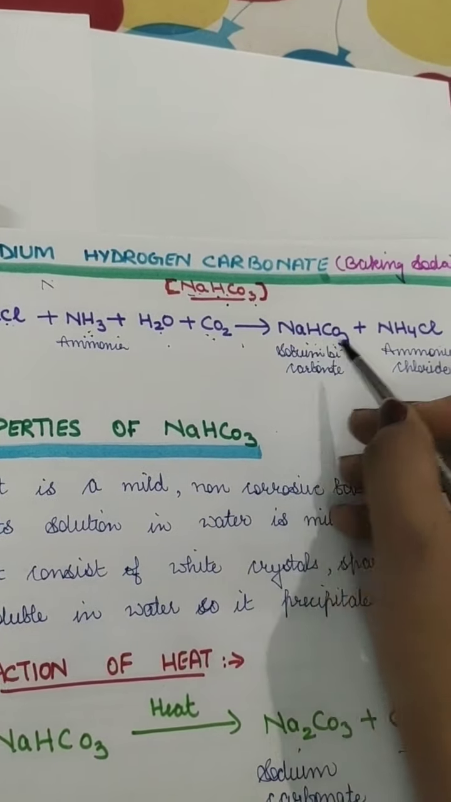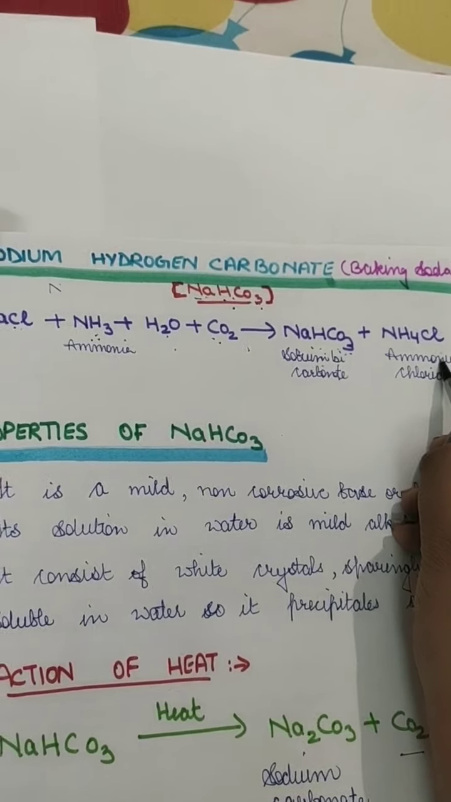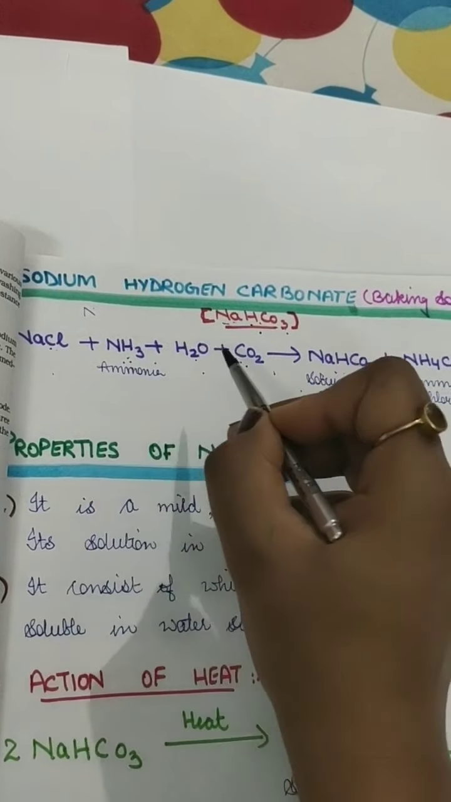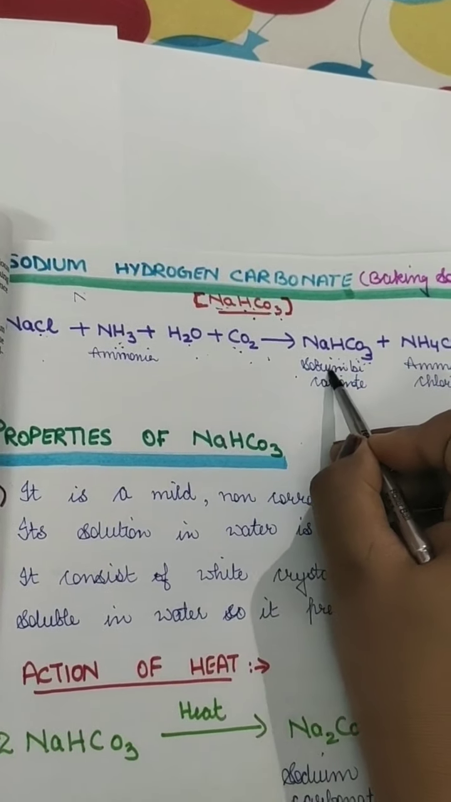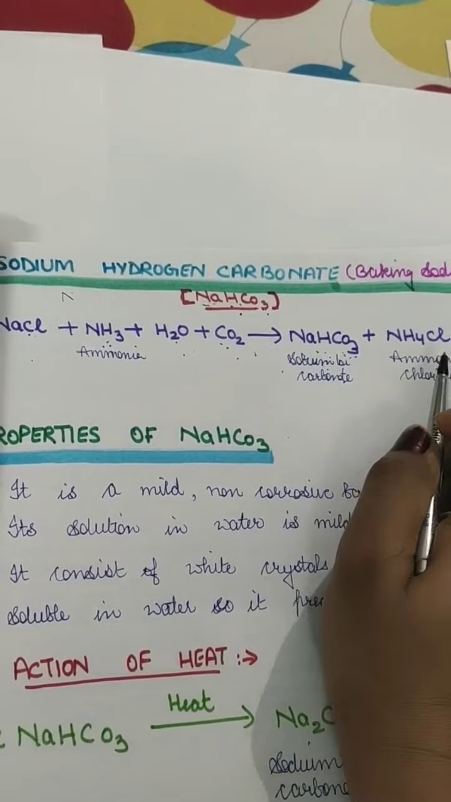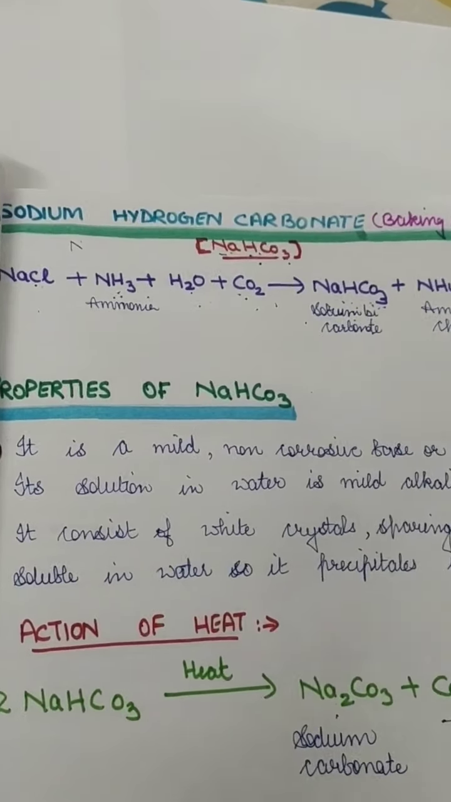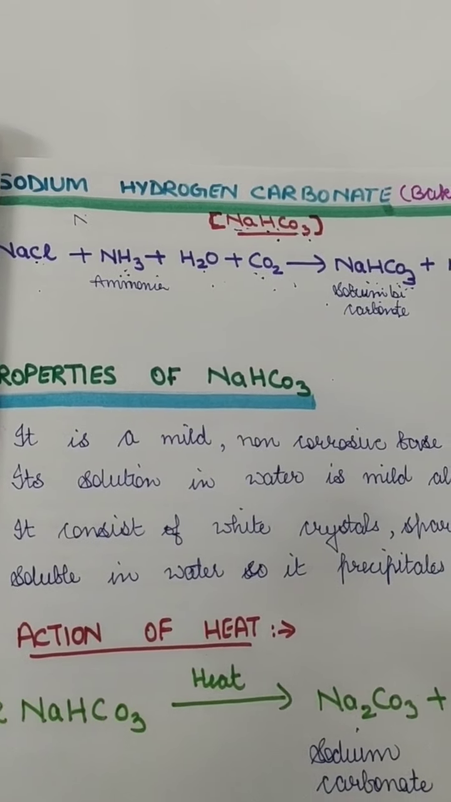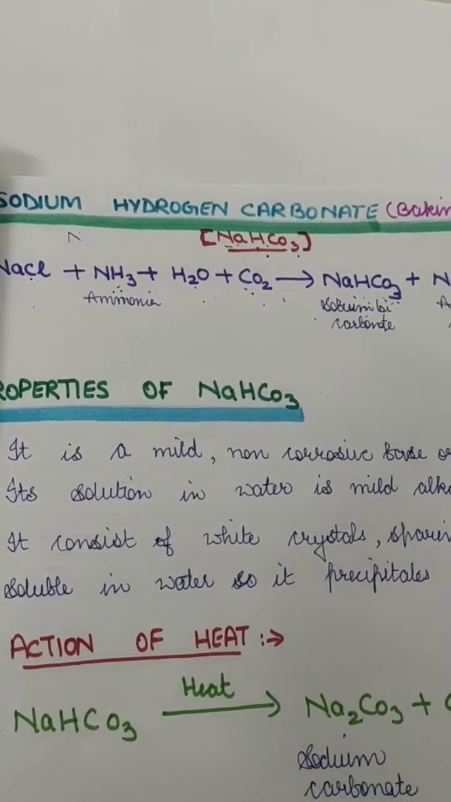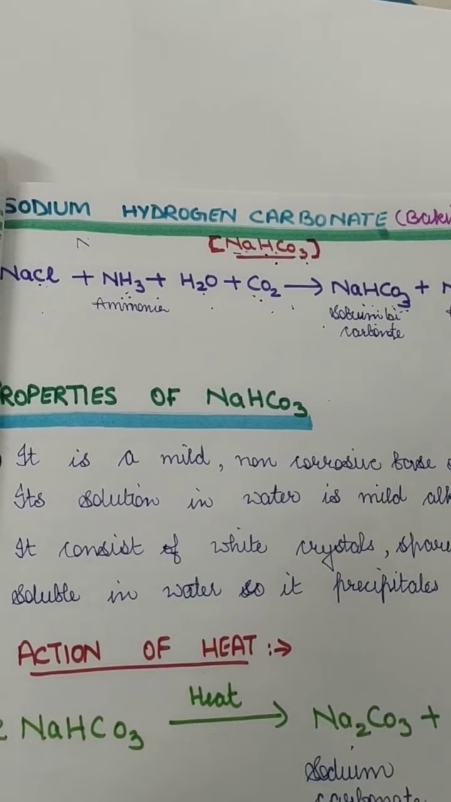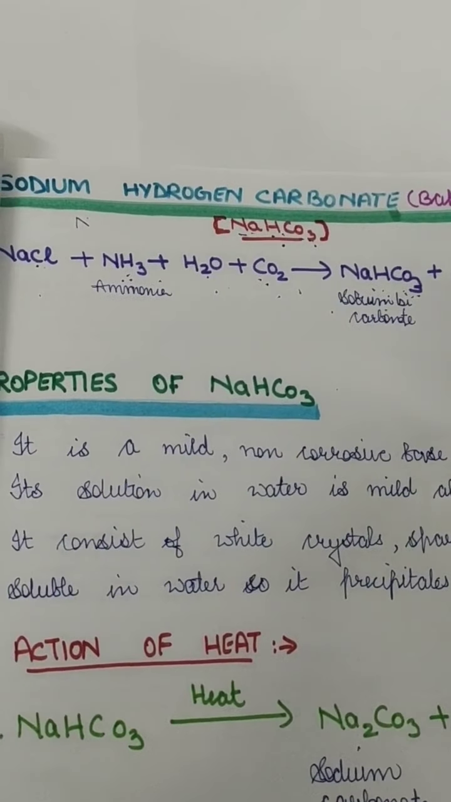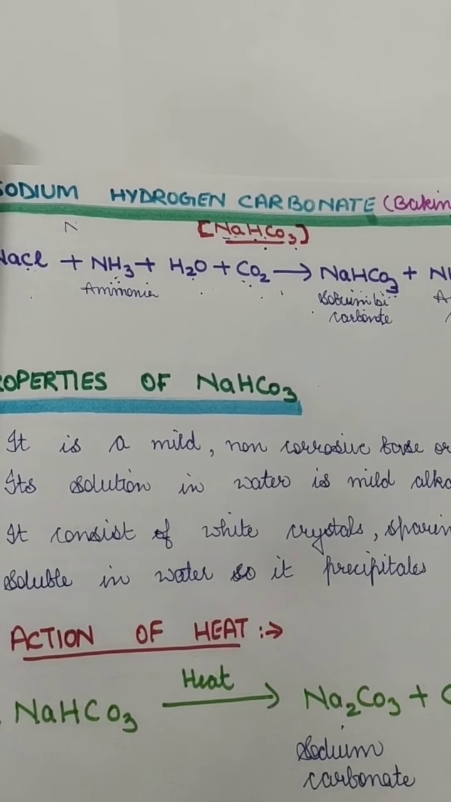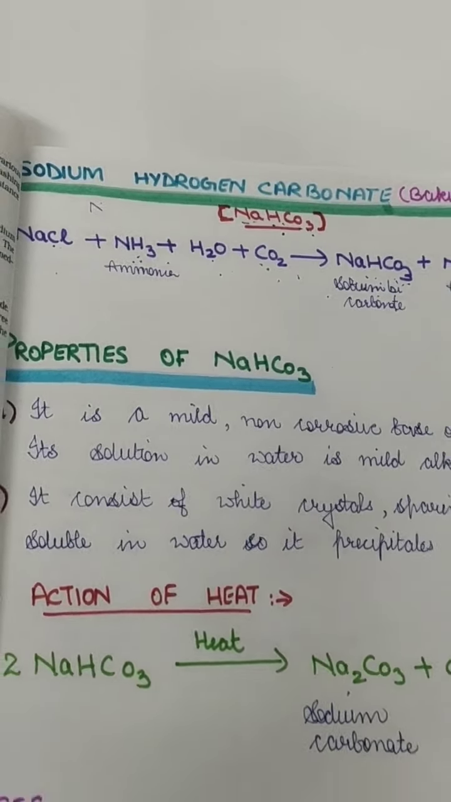So this is the product we get as a byproduct. For this we need NaCl plus ammonia NH3 plus H2O plus CO2, and we get NaHCO3 and ammonium chloride. Now this sodium hydrogen carbonate is sparingly soluble in water. Sparingly means it is not completely soluble in water; it dissolves slowly but not completely. So it just remains as a solid precipitate in the water, and we have many uses of this.